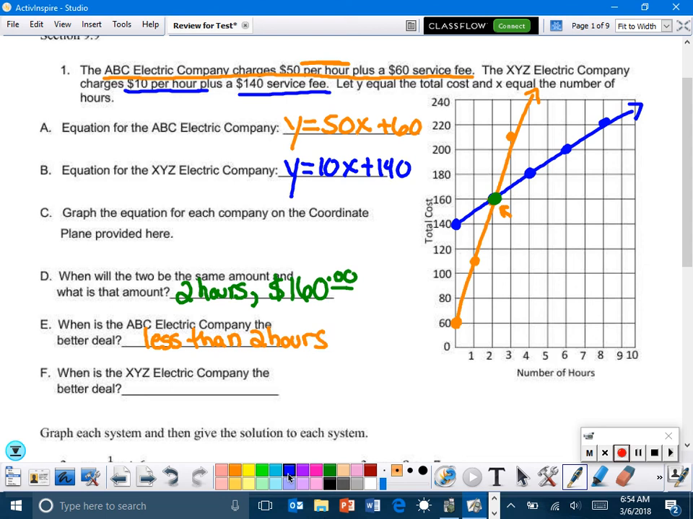Okay, when will the XYZ company be the better deal? So that's when the blue line will be below the orange line, and that'll be when it's more than 2 hours. So if you want to save some money and the job is going to take less than 2 hours, then use the ABC Electric Company. If it's going to be more than 2 hours, then you want to use the XYZ. All right, moving on.